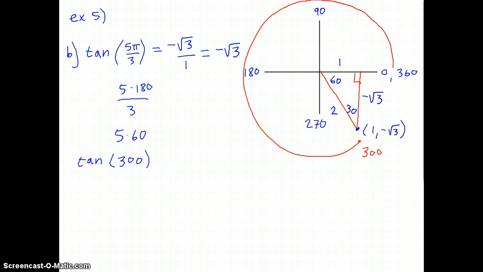It looks like I'm running out of time here, so we're not going to be able to get to part C or example 6.